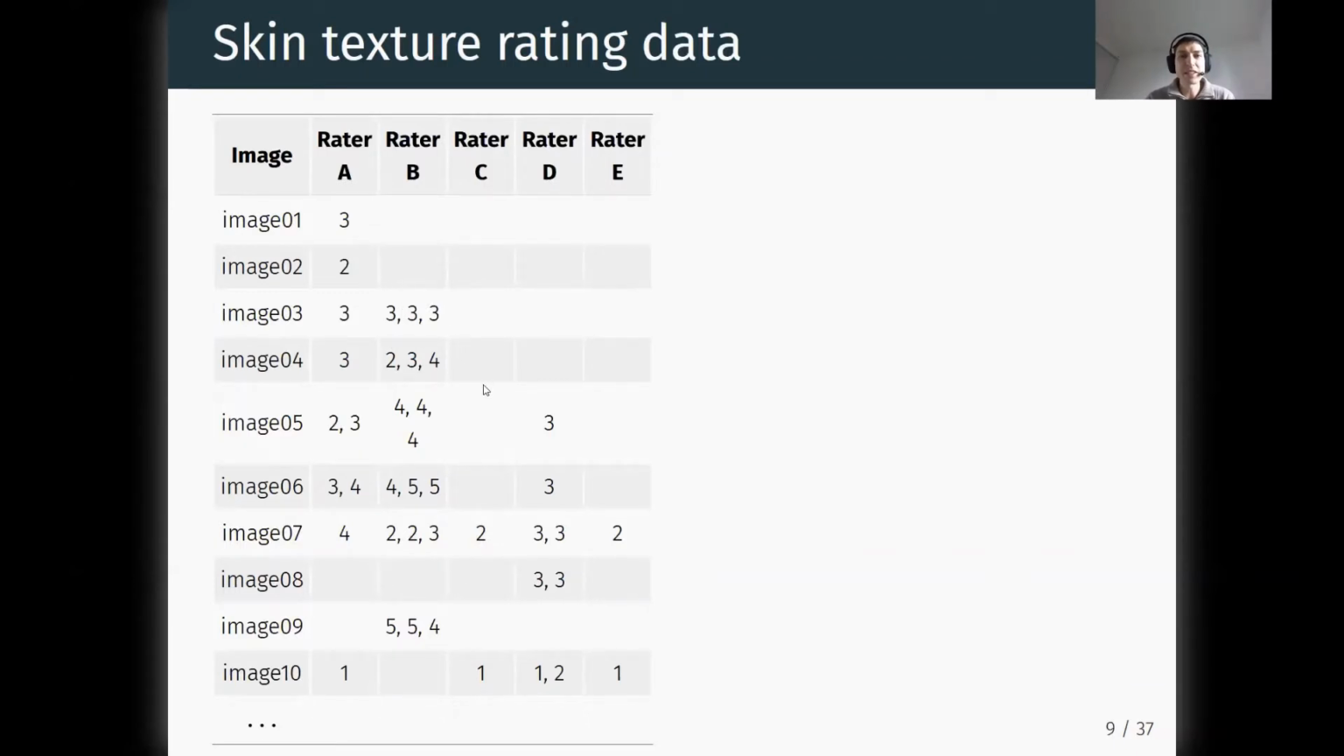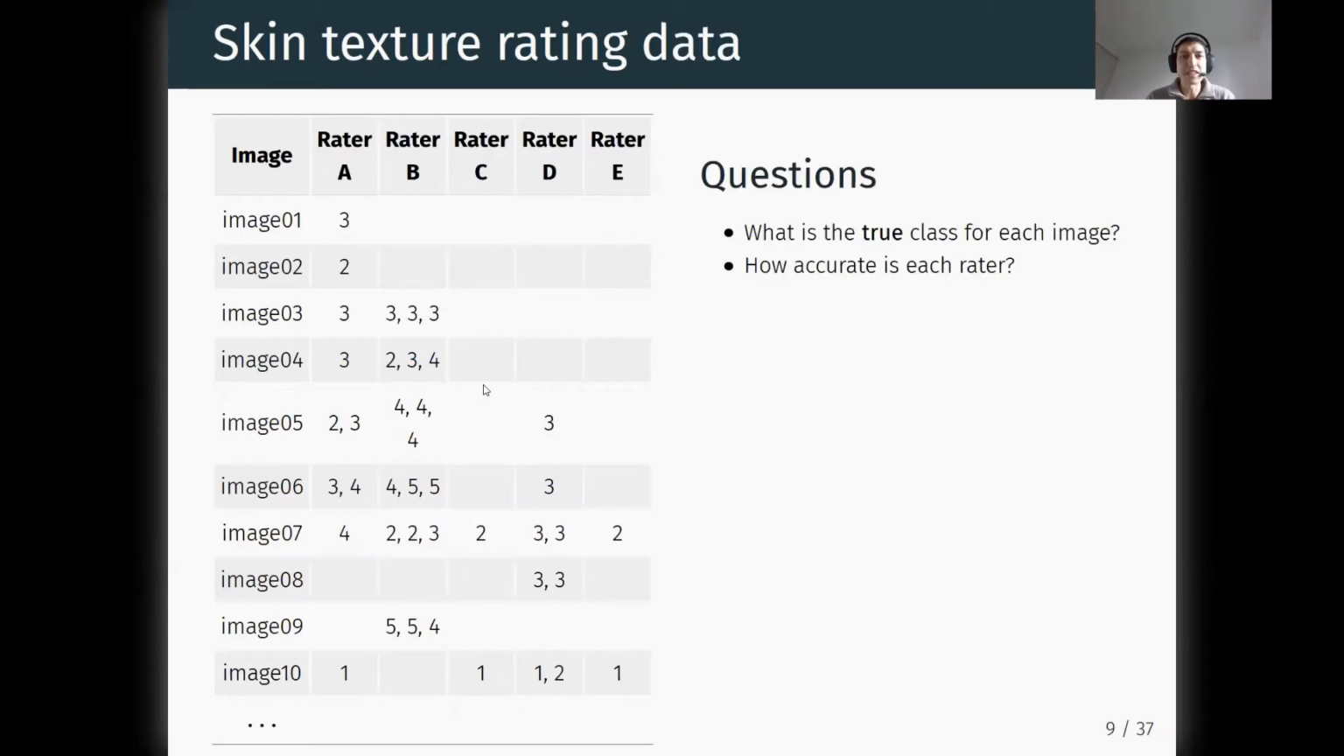So the idea is now to use all of these data to come up with good answers to questions such as, what is the actual true class of each image? Can we get a more accurate assessment by using these multiple ratings as opposed to just a single one? And also, can we infer the accuracy of each rater? In particular, can we figure out if there are systematic biases for some raters, and then account for that in assessing what the true class is?